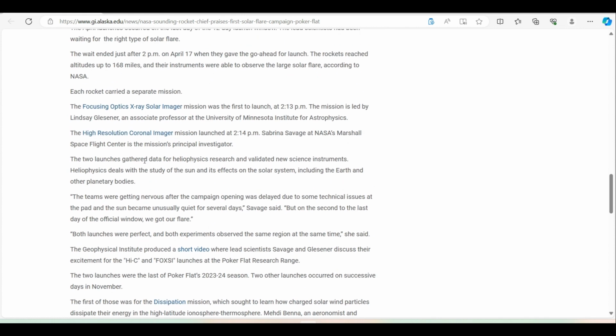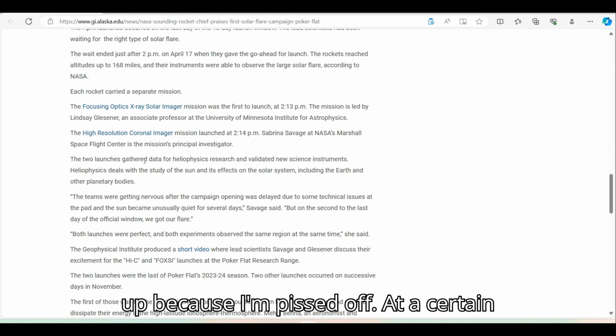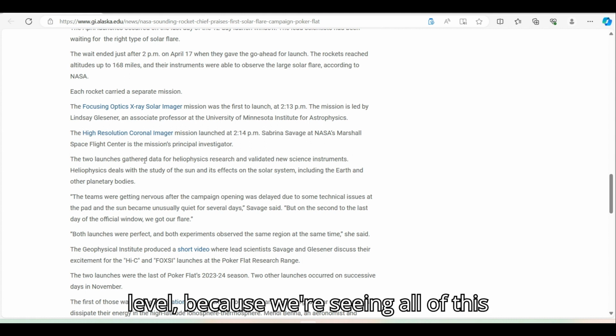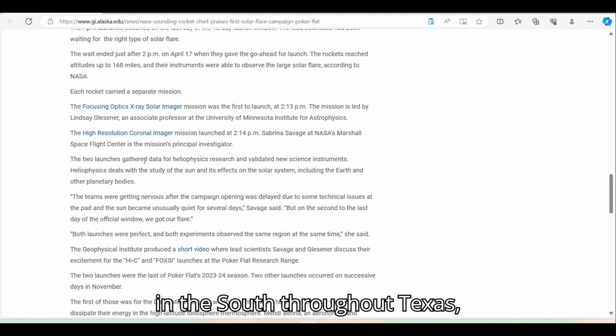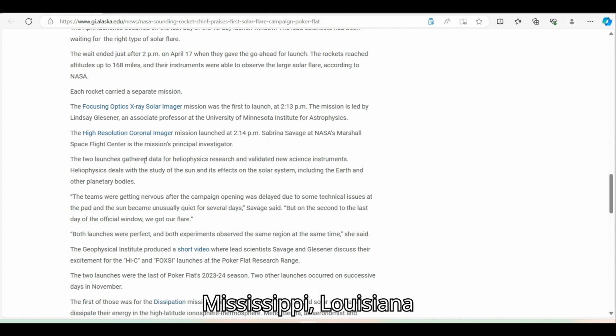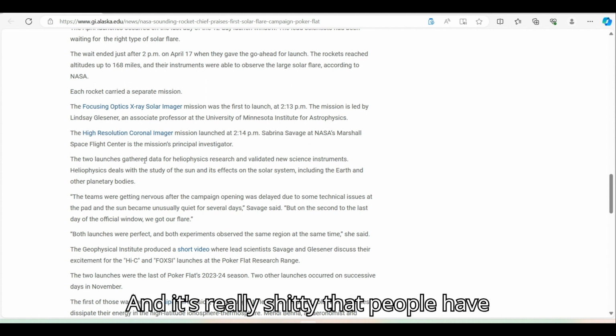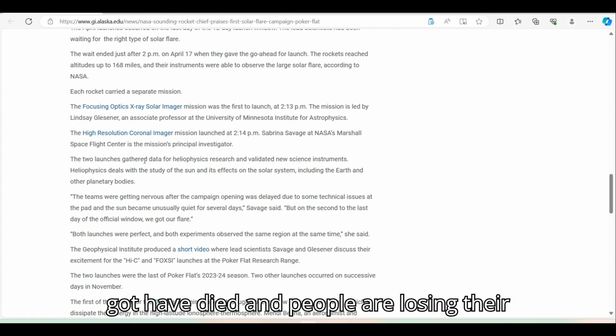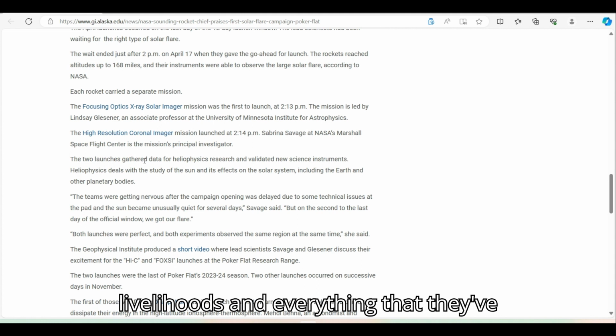And when we're allowing them to do these projects that they've never done before, I guarantee you it's producing results and things that we've never seen before. And what's happening in the South right now. And now I'm going to get a little bit choked up because I'm pissed off at a certain level, because we're seeing all of this shit going on with this extreme weather in the South, throughout Texas, Mississippi, Louisiana areas. We're seeing some of the effects of some of this shit. And it's really shitty that people have died and people are losing their livelihoods and everything that they've worked for.